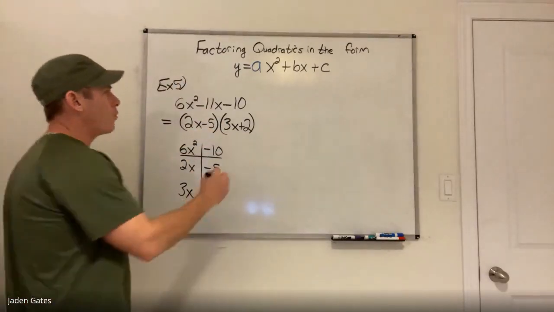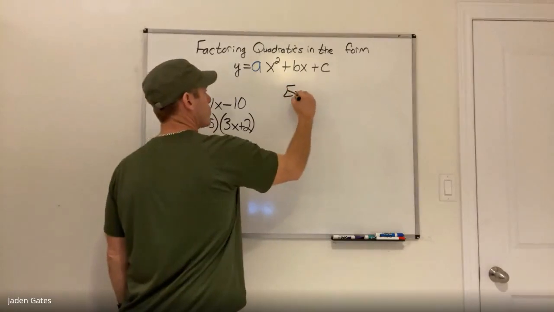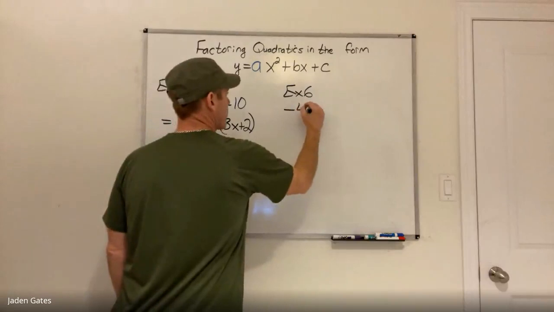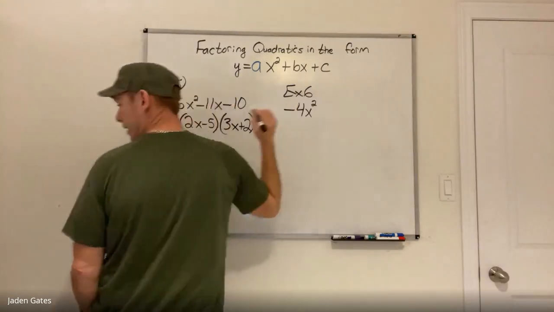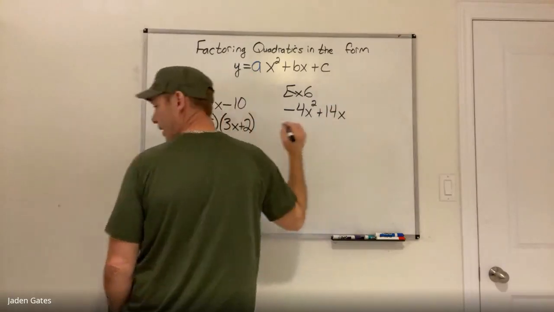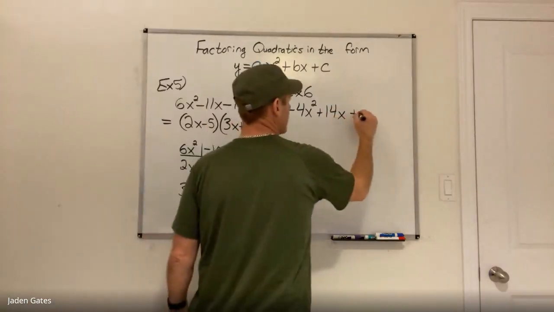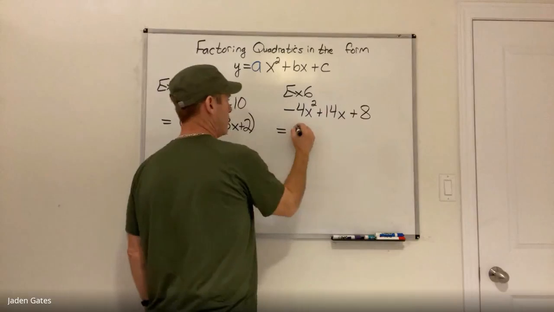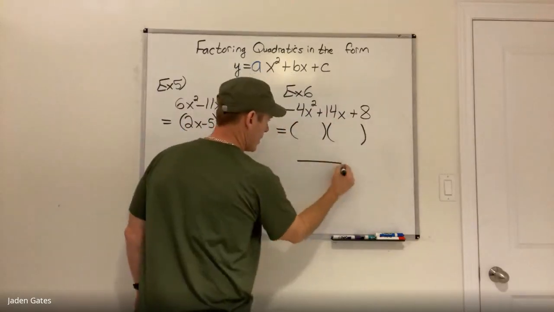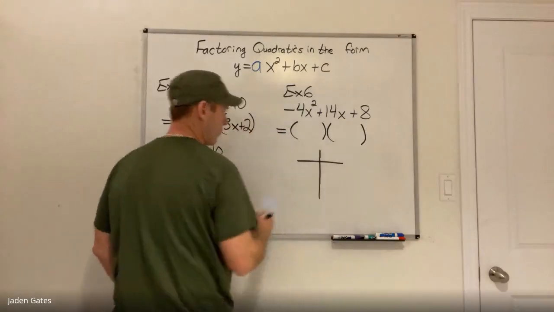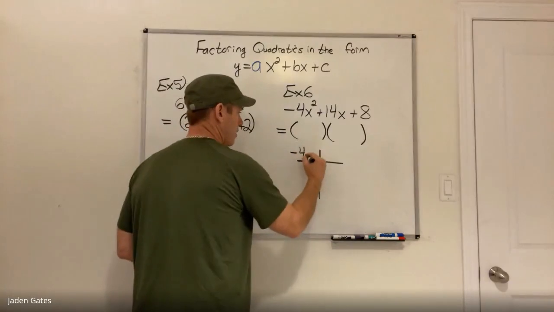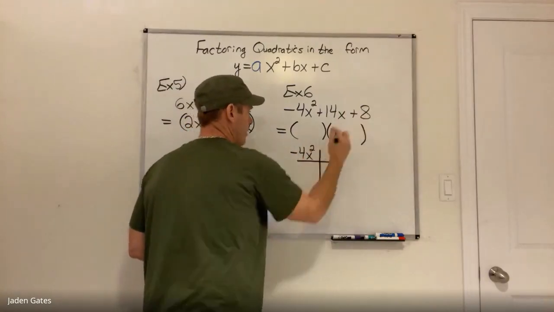All right, last one. Again, these just take practice. I'm not doing anything new here. I've got a minus 4x squared, plus 14x, and a positive 8. So again, factoring it, changing the way it looks. Set it up with my chart. First term, throw that in here, and last term right there.